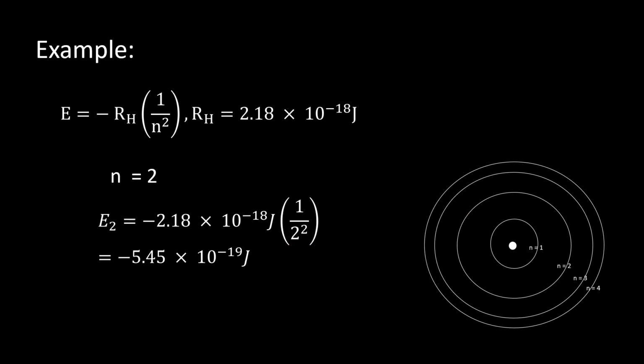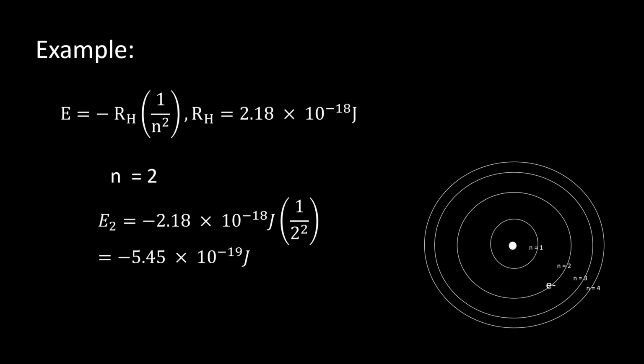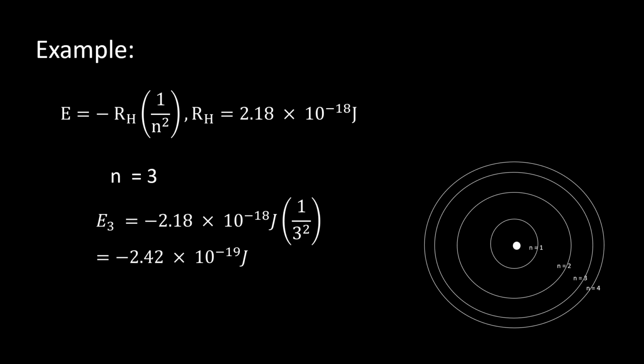If the electron is at energy level n equals 2, then you just need to substitute the n in the equation with 2 to get the energy corresponding to the electron at energy level n equals 2. This gives the energy equals negative 5.45 times 10 to the power of negative 19 joules.